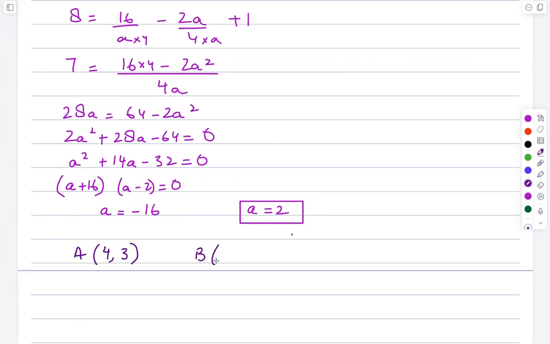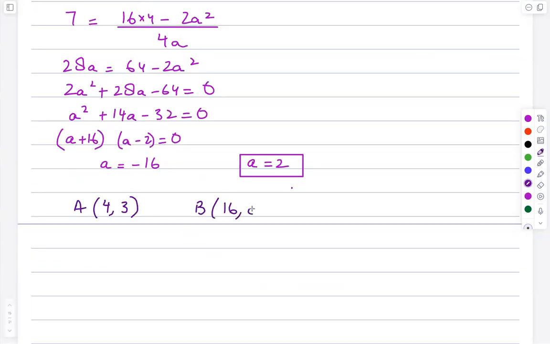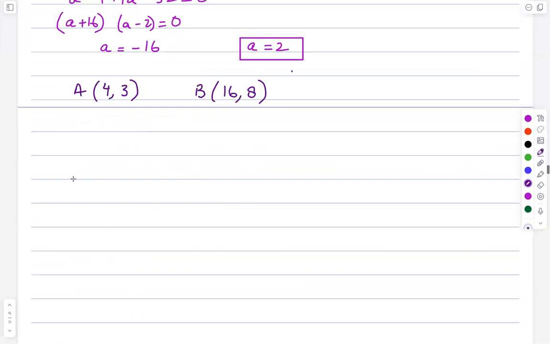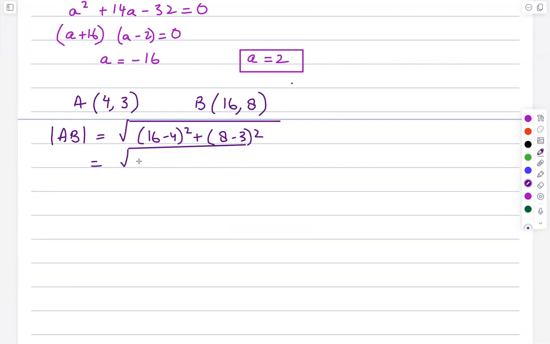And the coordinates of B were given as 16 and 8. In the last part, we also had to find the distance AB. So the distance AB will be given by the formula square root of x2 minus x1 whole squared plus y2 minus y1 whole squared. So that will become 16 minus 4 whole squared plus 8 minus 3 whole squared. 16 minus 4 is 12, 12 squared will become 144. 8 minus 3 is 5, so 5 squared is 25. Adding these two, we'll get 169. So the distance AB will be equal to positive 13.